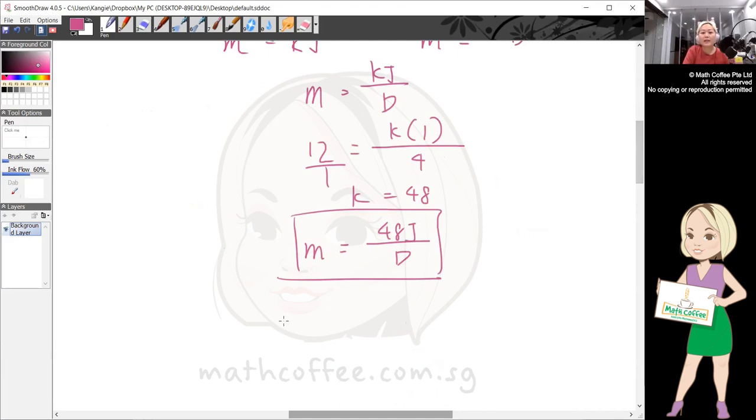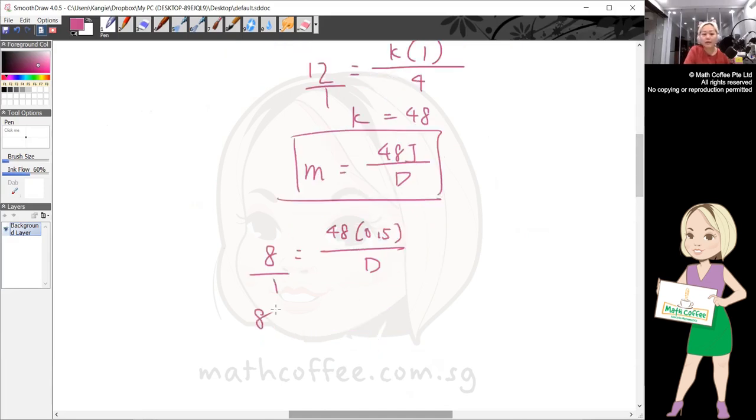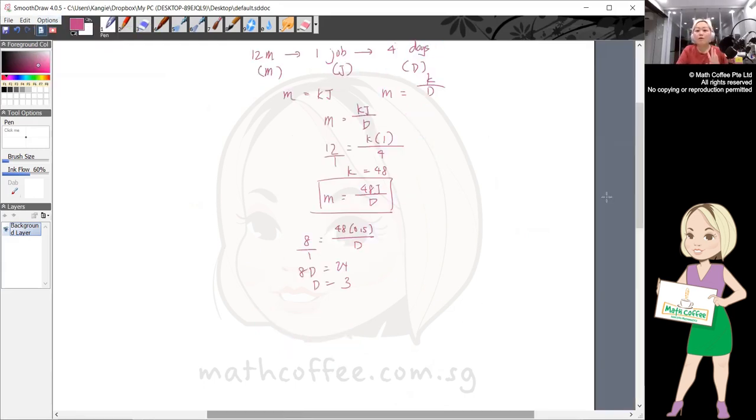So this time around, when I sub it in, my M is 8. 48 is here. The J is no longer 1. The J is 0.5 job. So it's 0.5 over D. Then cross multiply, 8D equals to 24. So my D is equals to 3. So that means it will take 3 more days for the remaining men to complete the balance job of 50%.